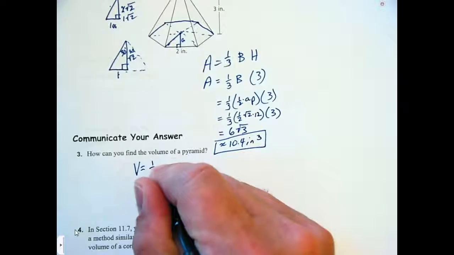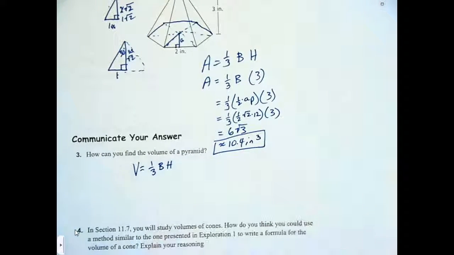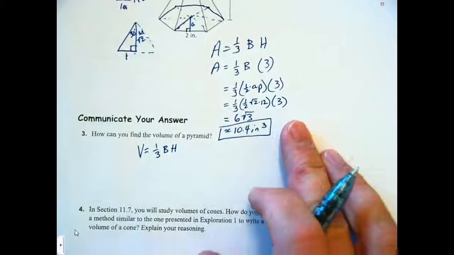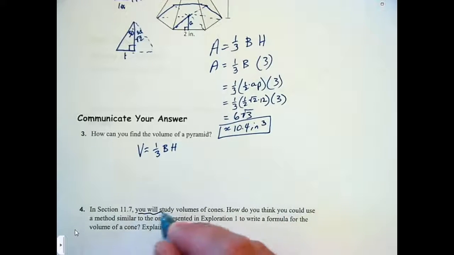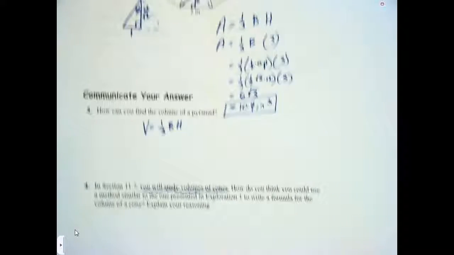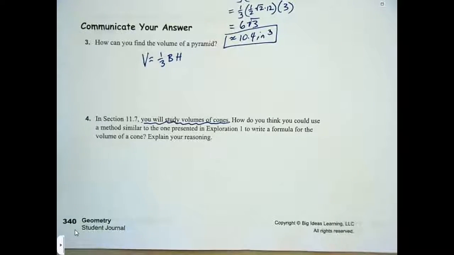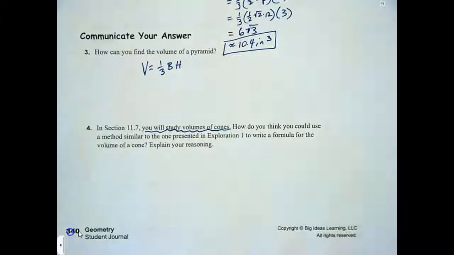Volume is equal to 1/3 base times height. Okay, that's how we find the volume of a cone, or volume of a pyramid. When we get to volumes of the cone, I want you guys to read number 4 there and answer that question real quick. Okay.